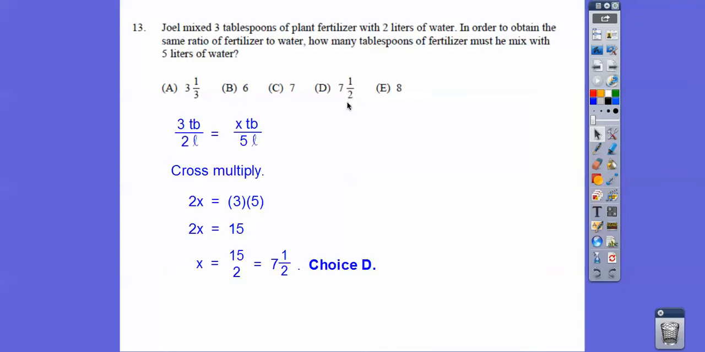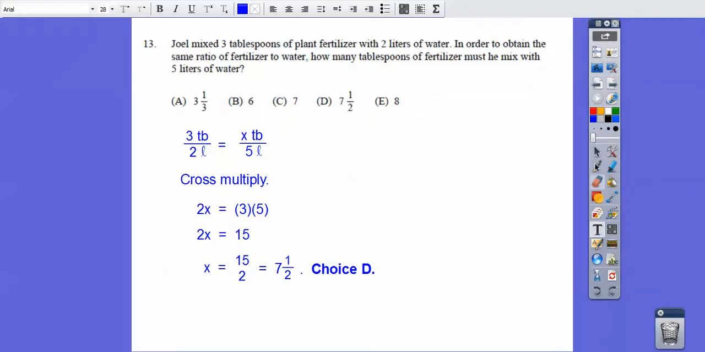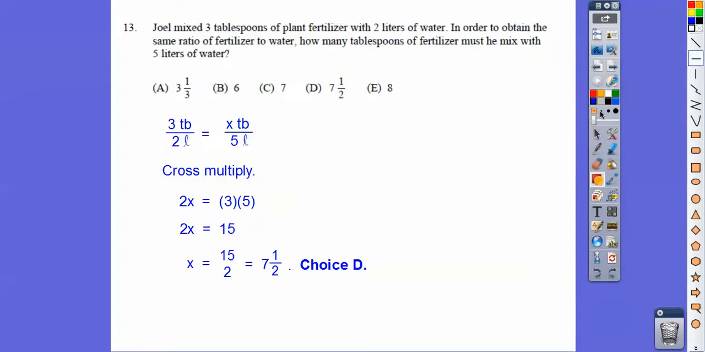Okay, so 3 tablespoons for 2 liters of water equals X tablespoons for 5 liters of water. Just make sure whatever you put on top, here I put tablespoons on top, that they're on top on both sides, and liters are on the bottom on both sides. Cross multiply, and we get, whoops, I forgot my little fraction bar right there. So we get 15 halves right there. Okay, so let me put that in right there, so it's ready for my next class.